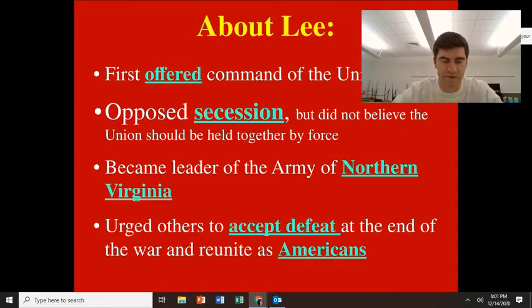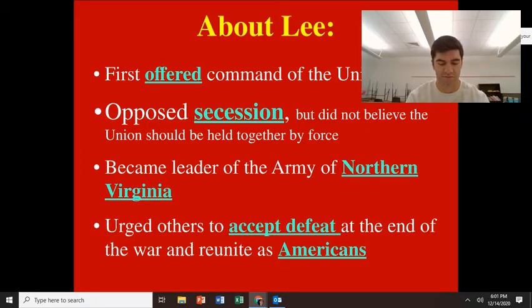And after the war is over, he's going to urge all the Southerners to accept defeat and really reunite as Americans after the Civil War is over. He didn't want anybody in the South raising their sons and daughters to want to separate from the United States again, or he didn't want anyone from the South to hold any grudges against the Northerners.